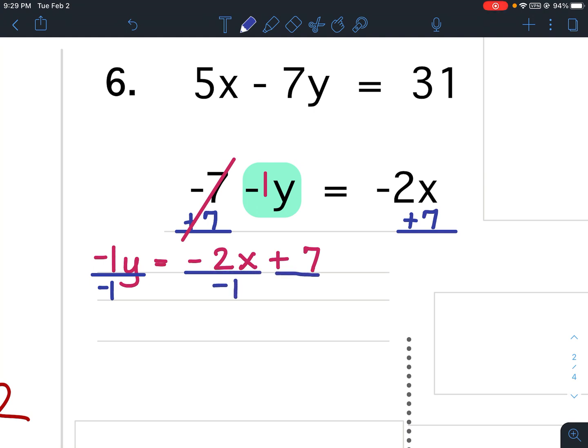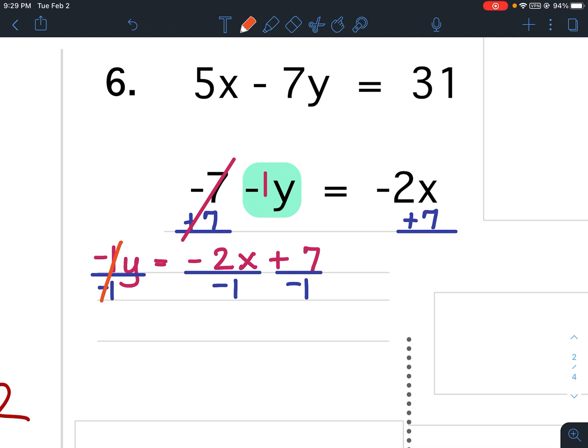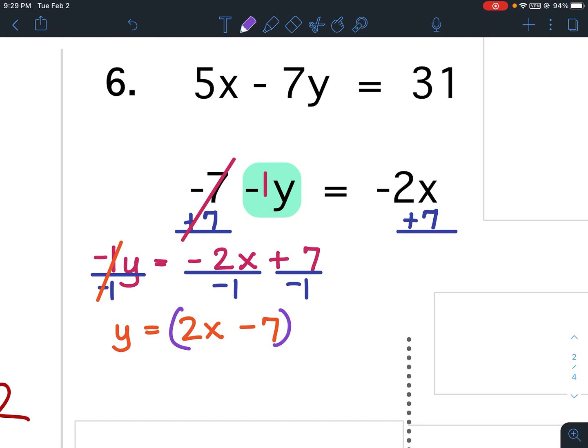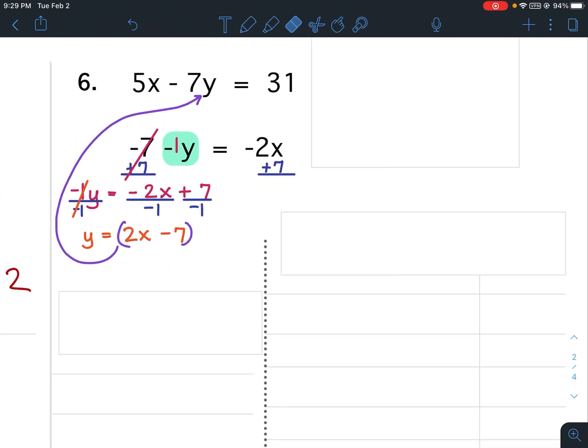And we divide everything by -1. So the y will become positive, the -2x will become positive 2x, and the positive 7 will be -7. Now what we just did there was we solved for the bottom y. So now I'm going to take that and substitute it in for the top y, and it's going to look like this. 5x minus 7 times the quantity 2x minus 7 equals 31.